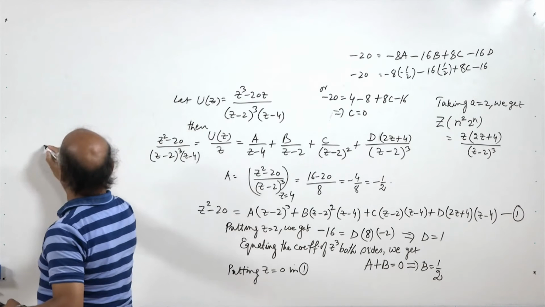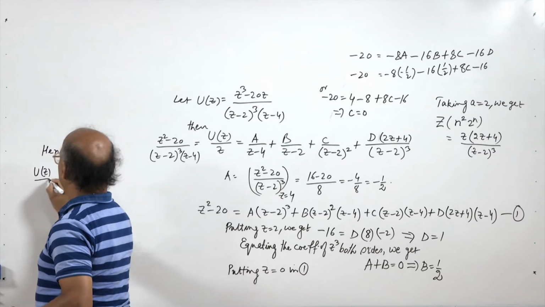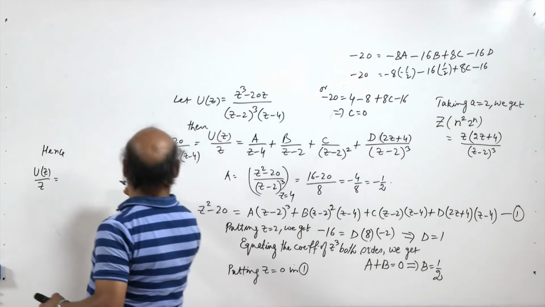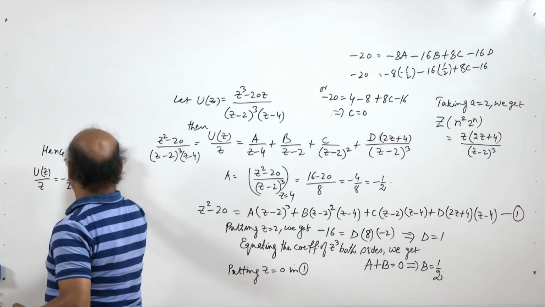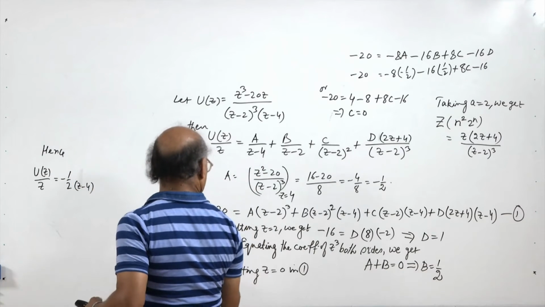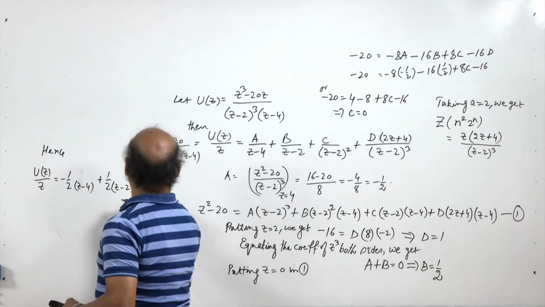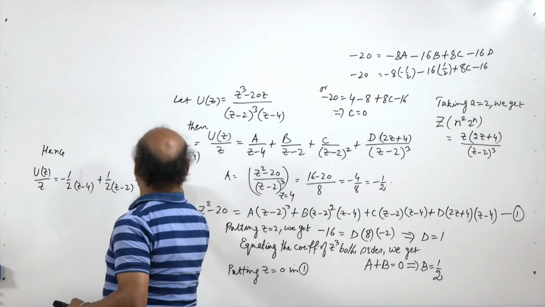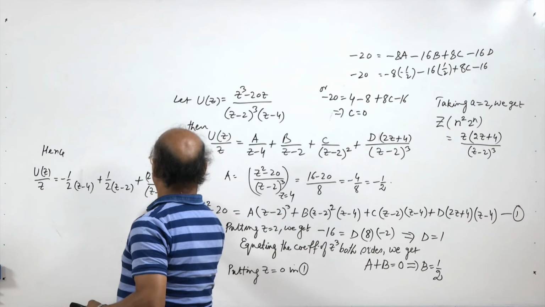So, hence U(z) by z, a is equal to minus half. So, minus 1 by 2 times 1 over z minus 4, then we have b equal to half. So, we get 1 by 2 times 1 over z minus 2, and c is 0, d is 1. So, we get 2z plus 4 divided by z minus 2 whole cube.